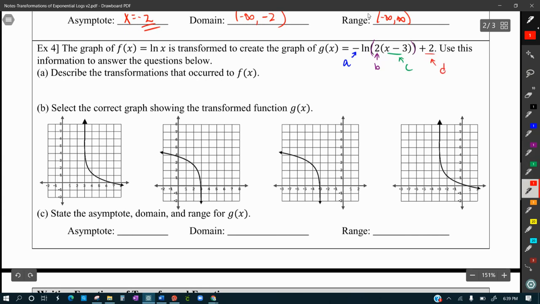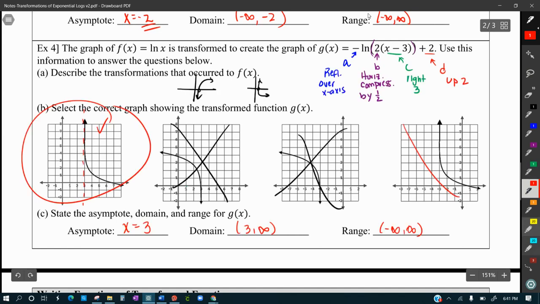So pause the video, see if you can try example 4. And here's your solution for number 4. So also, instead of tracking a point, you can also track an asymptote.